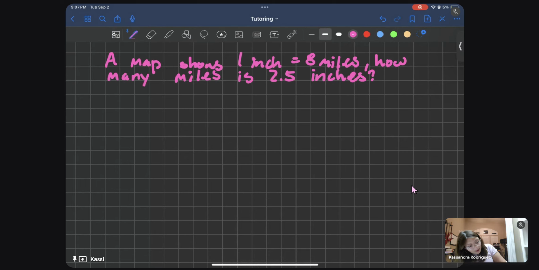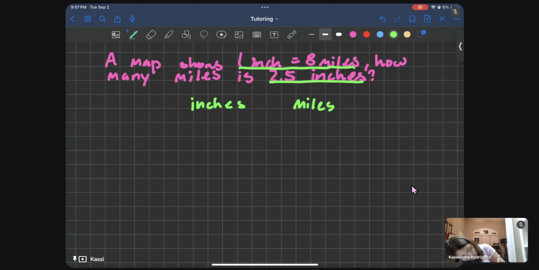Okay, so hopefully we're back. So we're going to first look at what we have. 1 inch is equal to 8 miles and 2.5 inches. So I'm going to choose my left side to be my inches, my right side to be my miles, right? So 1 inch is equal to 8 miles. We know that. So now we have 2.5 inches. And what we're solving for is how many miles is that?